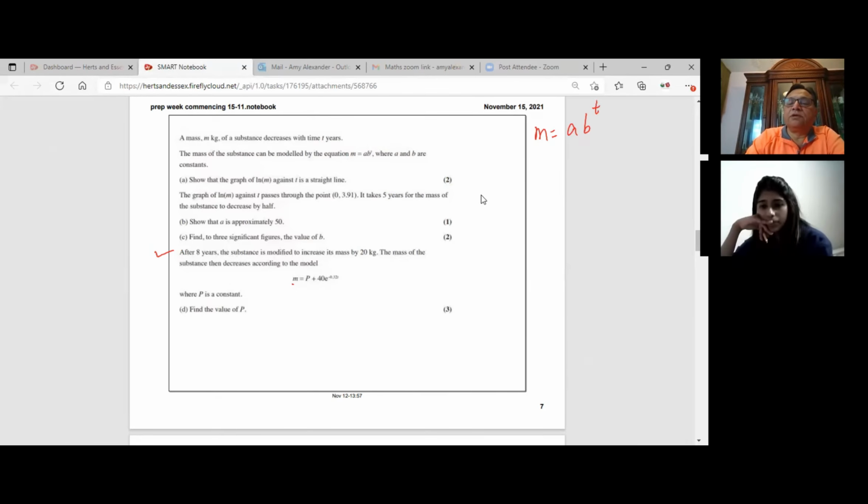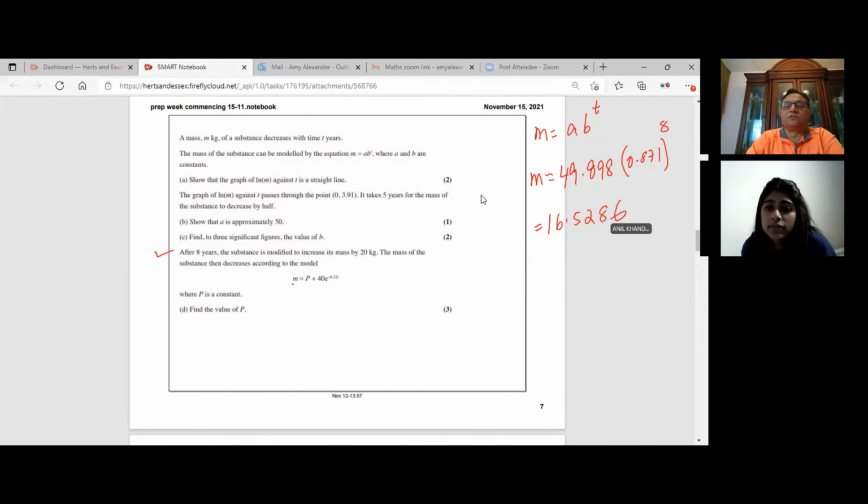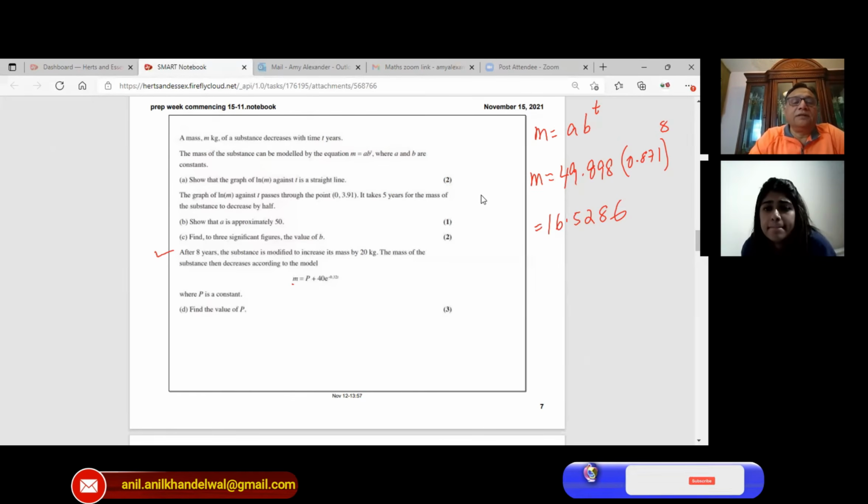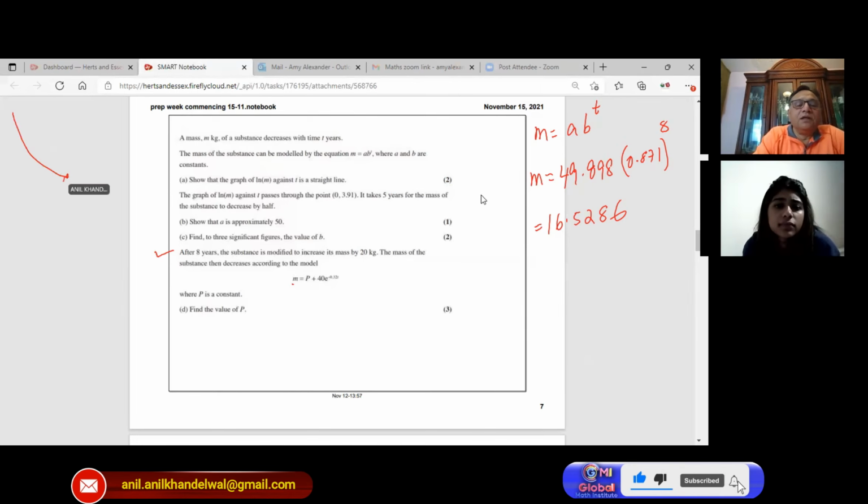What is the value of A we got? 49.898. And the B value was 0.871, to the power of 8. Calculate: 16.5286. So that becomes the mass after 8 years when it was decaying, right? The mass was decaying, and it came to this level.